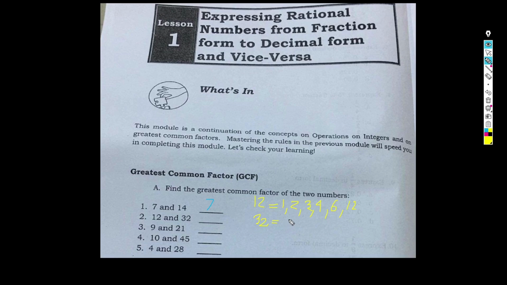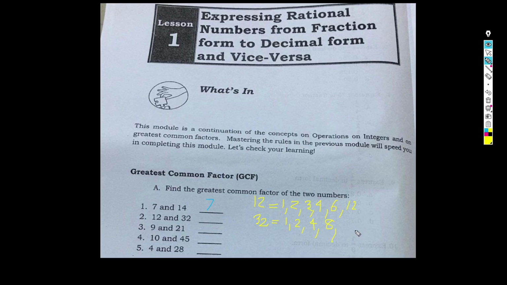Let's see, 1 could be, 2 also. 3, no. 4 could be, 5, no. 6, nope. 7, 8, 9, no. 10, 11. How about the 12? No.